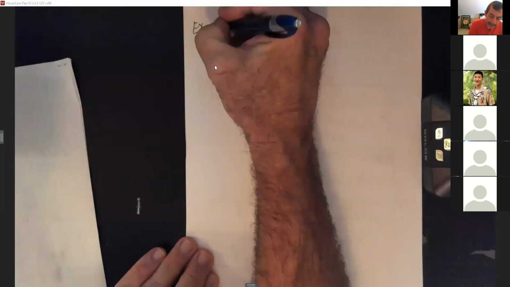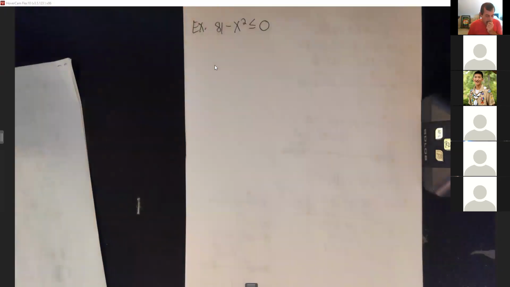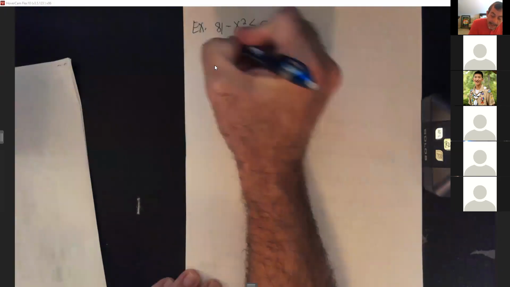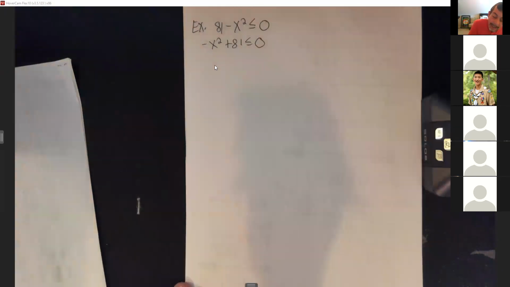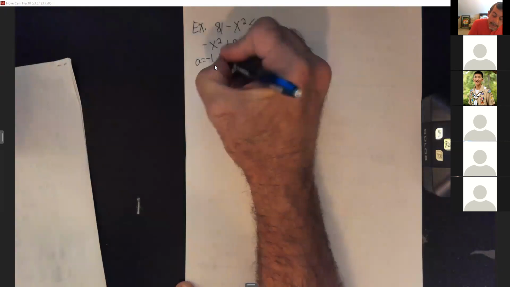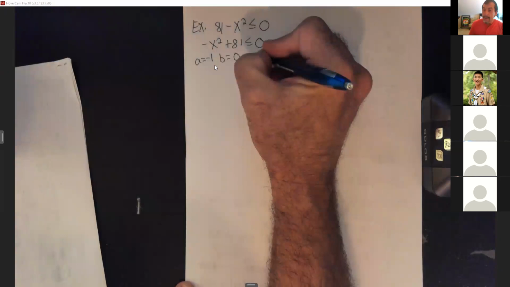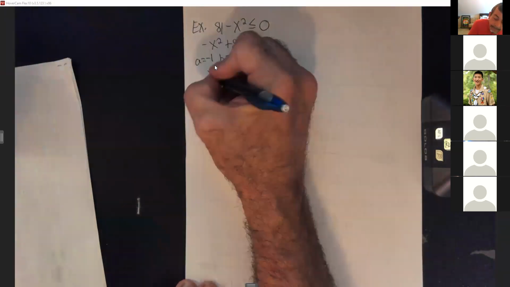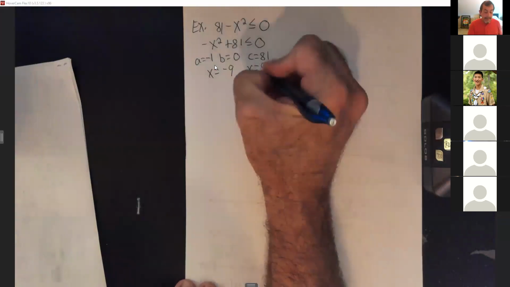81 minus x squared less than or equal to 0. I would rearrange that and get it in the right order. So I'm going to put the negative x squared plus the 81 less than or equal to 0. And then I'm going to quad that. A is negative 1, B is 0, and C is a positive 81. If you quad that, you get x is a negative 9. You would get x is a positive 9.